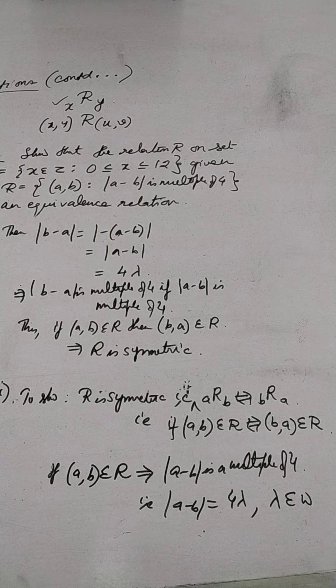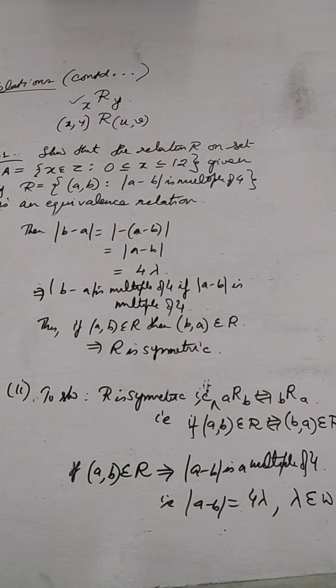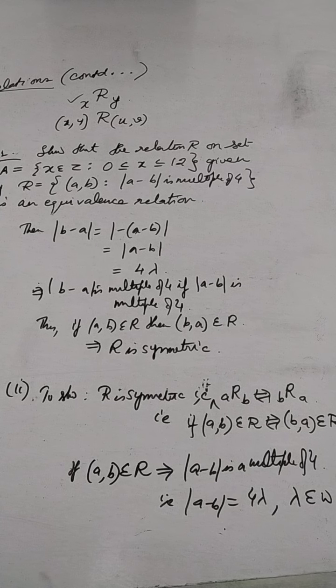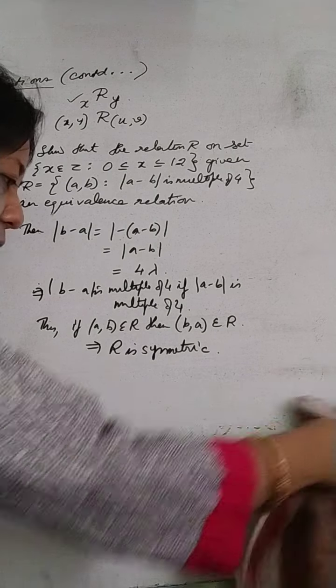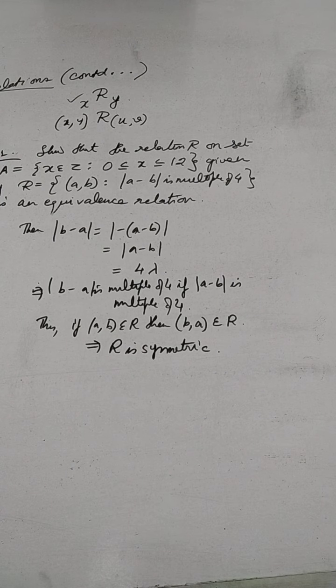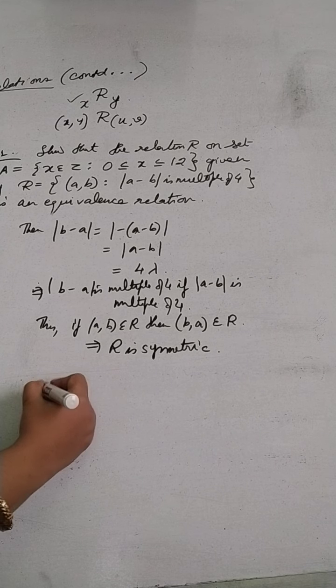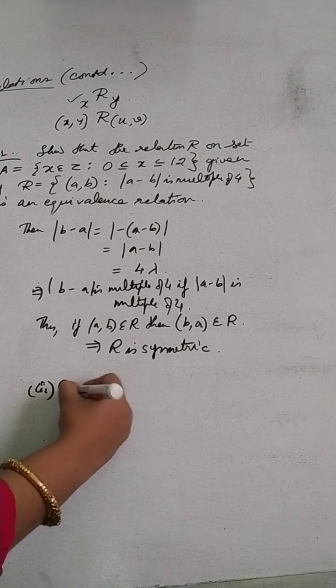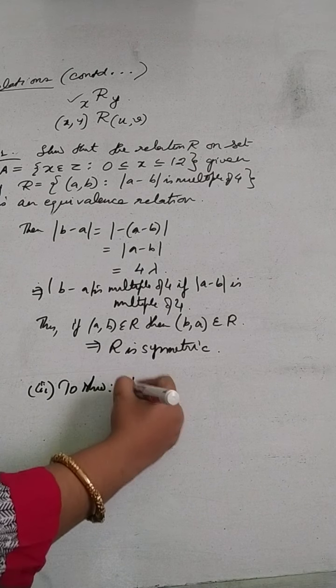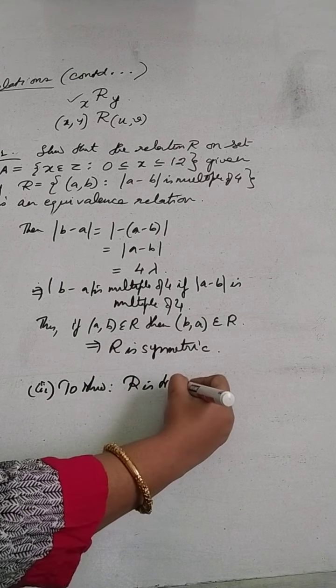Okay. So now what will we do? Now we will see whether it is transitive or not. Okay, so we have seen that it is symmetric. Now we will see whether it is transitive or not. That means what will we check? Let's write that. Subpart 3 is we will show that R is transitive.